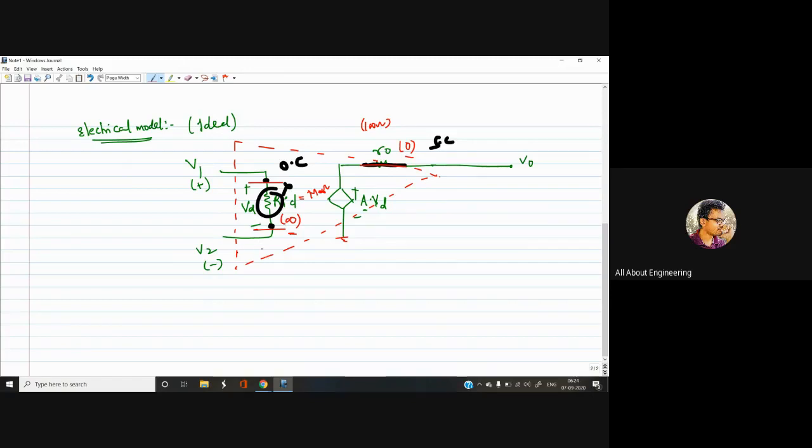The important thing is, as this input impedance is infinite, the current through these two terminals would be 0. So if you give input at any of the terminals, the current entering the op amp would be 0. This is one important point that we usually use in numerical questions.